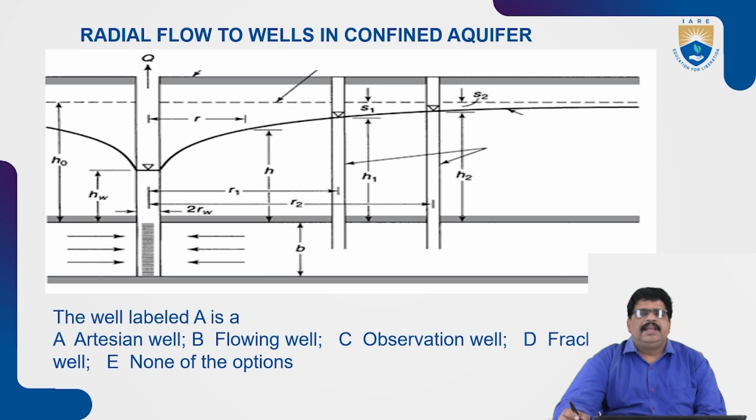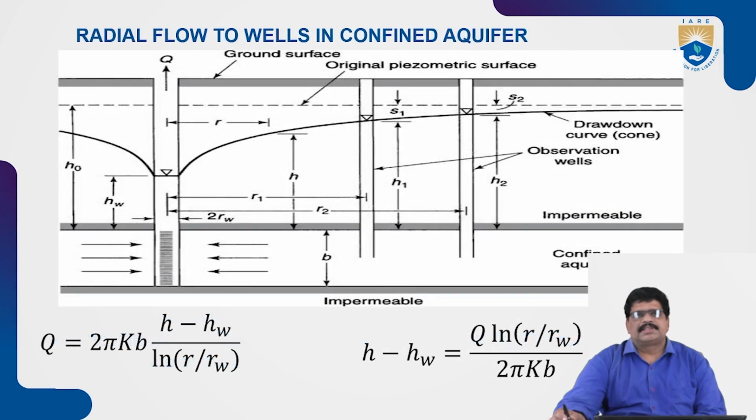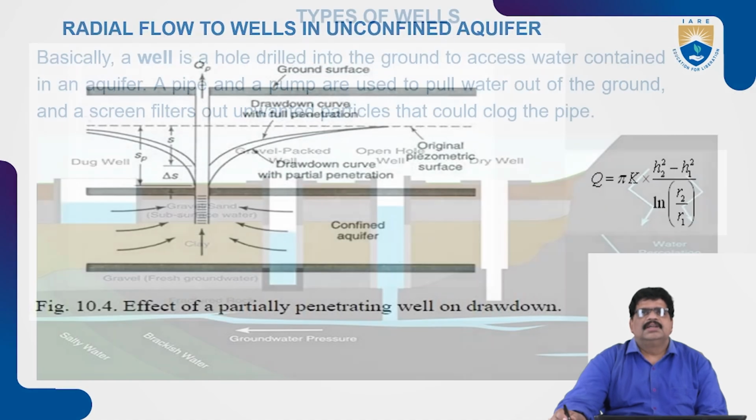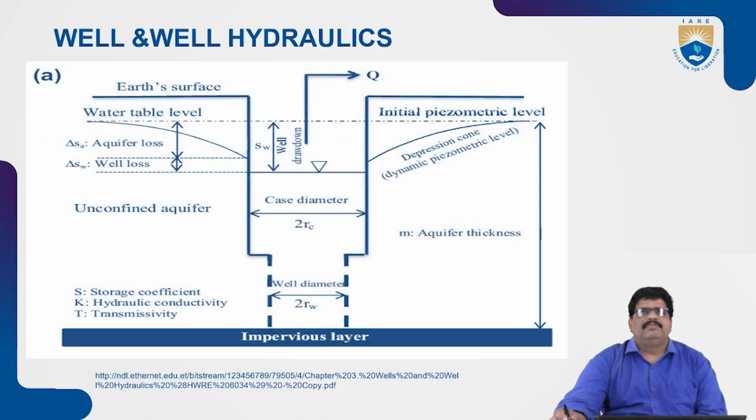So this is radial flow of the confined aquifers. Wells: artesian wells, as we know; flowing wells; the second one; and the third one is the observation well and a fracking well. These are different types of wells from which the water can be obtained. We can discuss them briefly next. Let us look at the types of wells.